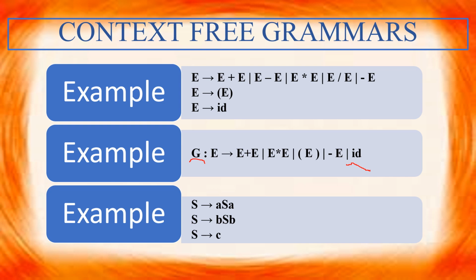One more example is also given. S implies A S A. Here S is the start symbol, which implies A S A, where A is a terminal and S is a non-terminal. In the same way, S implies B S B, and S implies C.